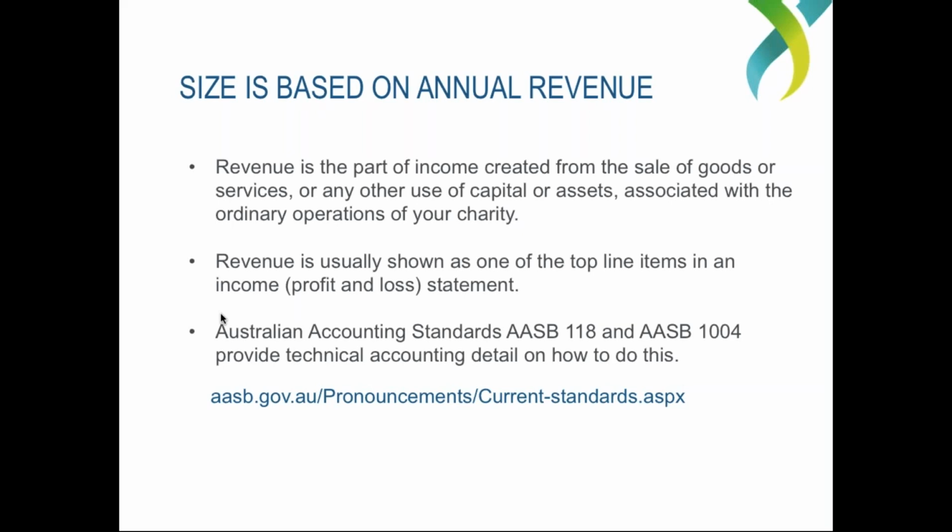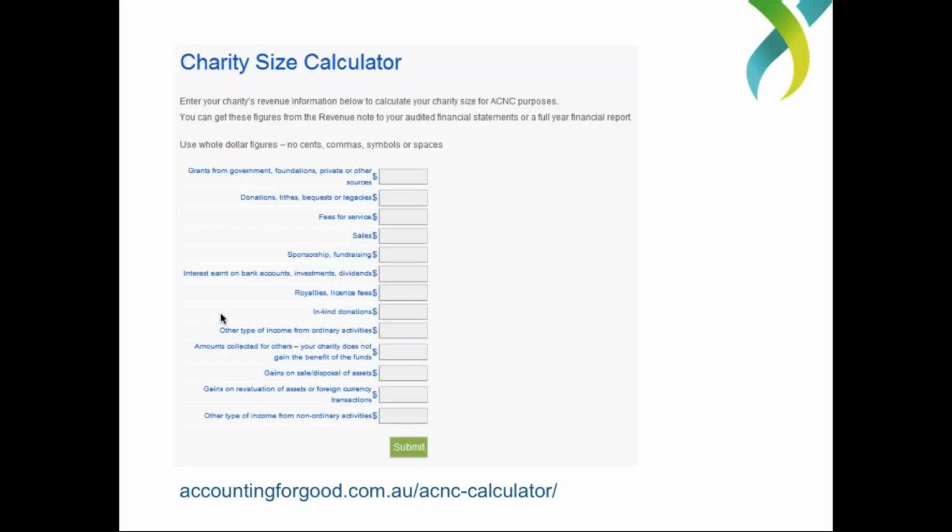guidance on calculating revenue. There is one other handy tool that you can use, which isn't one of ours. It's from a website, accountingforgood.com.au. They have an ACNC charity size calculator. The URL is down there at the bottom of the screen, accountingforgood.com.au/ACNC-calculator. If you fill in those sections according to the categories that they've presented there and then hit submit, it'll give you an idea of the size of your organisation.